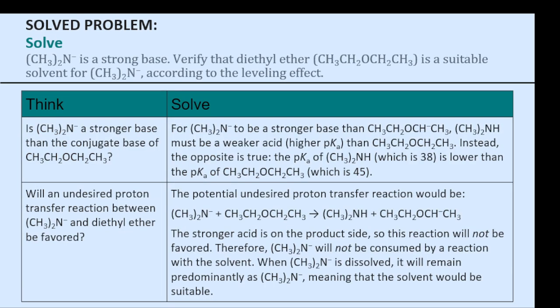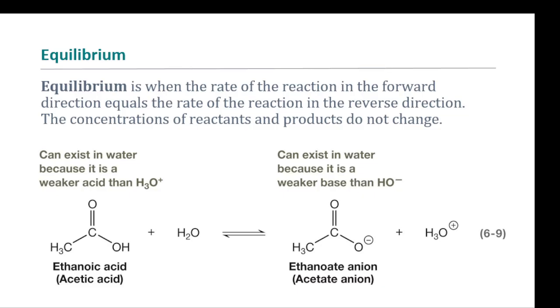Okay, so if we look them up here, we can see that this right here has a pKa of 38. That's lower than the pKa right there. And so this right here is a better base than this. And so this would be the possible reaction. Now, if we look again, this is the stronger acid here. This one's a weaker acid. Is that making sense? Okay, fantastic.